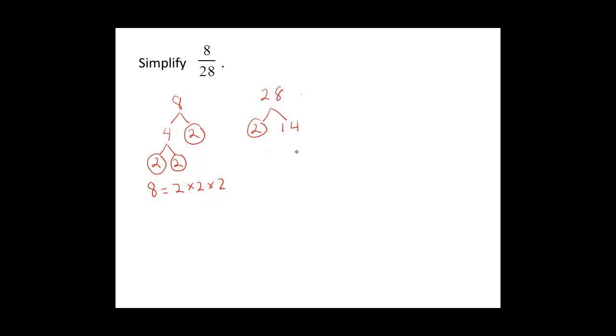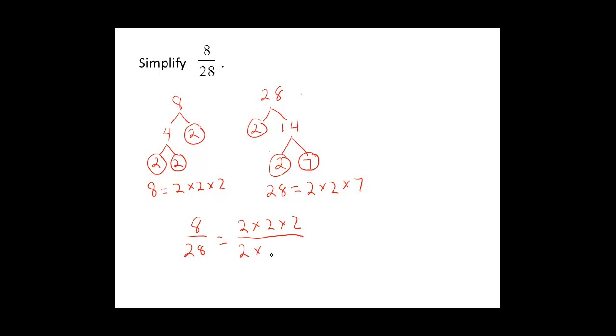2 times 14 is equal to 28. And 2 times 7 is equal to 14. 2 is a prime number, and so is 7. So 28 can be written as 2 times 2 times 7. The fraction 8 over 28, we can rewrite that using the prime factorization for 8 in the numerator and the prime factorization for 28 in the denominator.